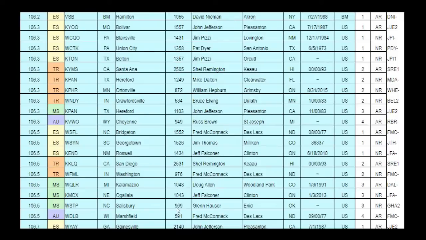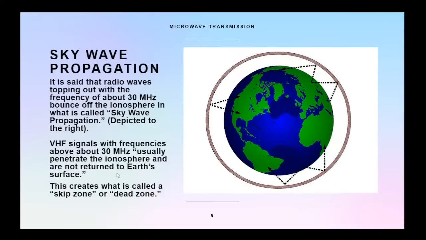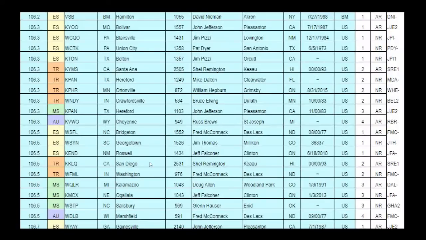Well, if it's supposed to get blocked at 200 miles, and things over 30 megahertz go through the ionosphere, how are we sending 106 megahertz frequencies 2,100 miles? This actually debunks the globe. And in fact, a lot of these can be done relatively consistently.